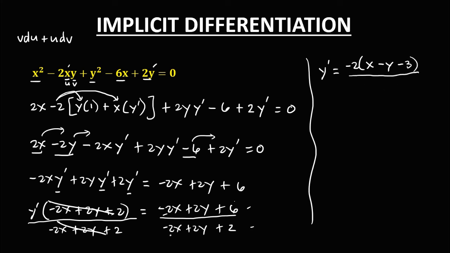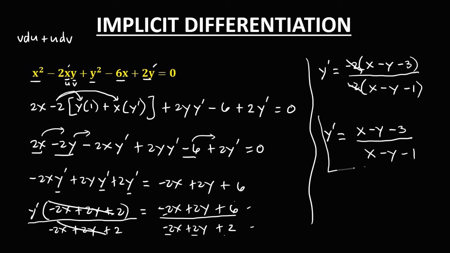Then over for the denominator, put this negative 2 outside. So divide by negative 2, this one is positive x. So divide this positive 2y by negative 2, that becomes negative y. And this positive 2 divided by negative 2, that's negative 1. So y prime equals, so cancel this negative 2. So we have x minus y minus 3 over x minus y minus 1. So this is now the derivative of this equation.